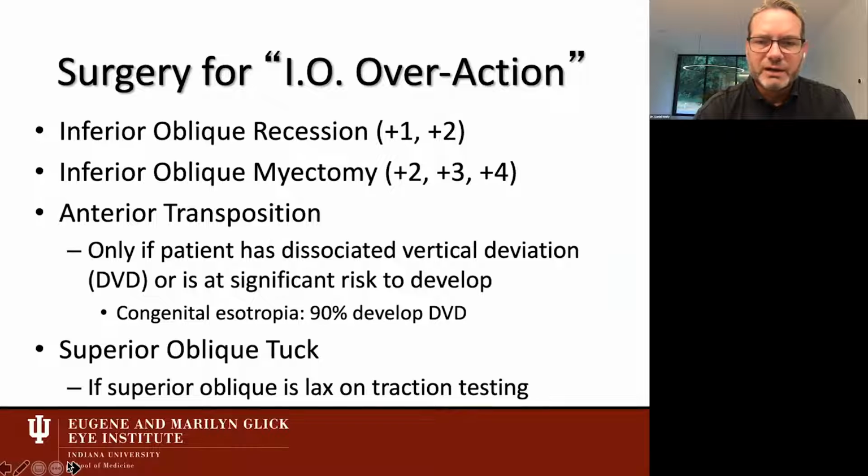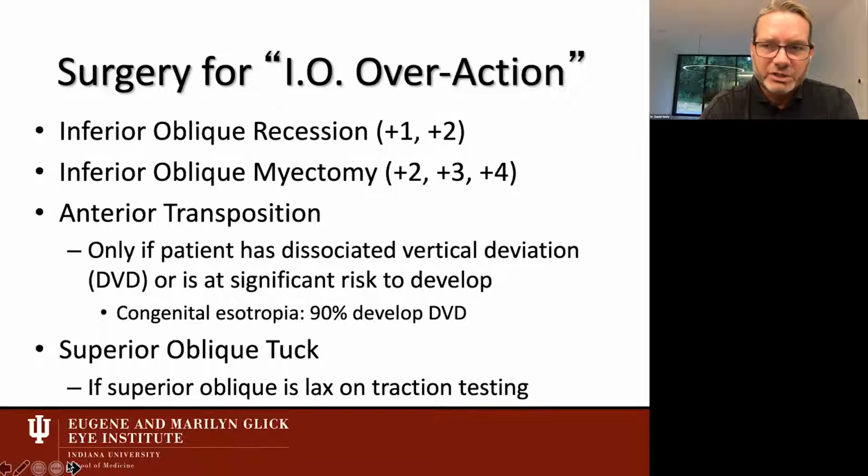All right. So if I have real mild inferior oblique overaction, I will do recessions. If I have moderate to severe inferior oblique overaction, whether it's a patient like this with congenital ET or XT, or a patient with a superior oblique palsy, then I'll start moving into myectomies. And we'll talk about myectomy versus large recessions. And then there's the anterior transposition.